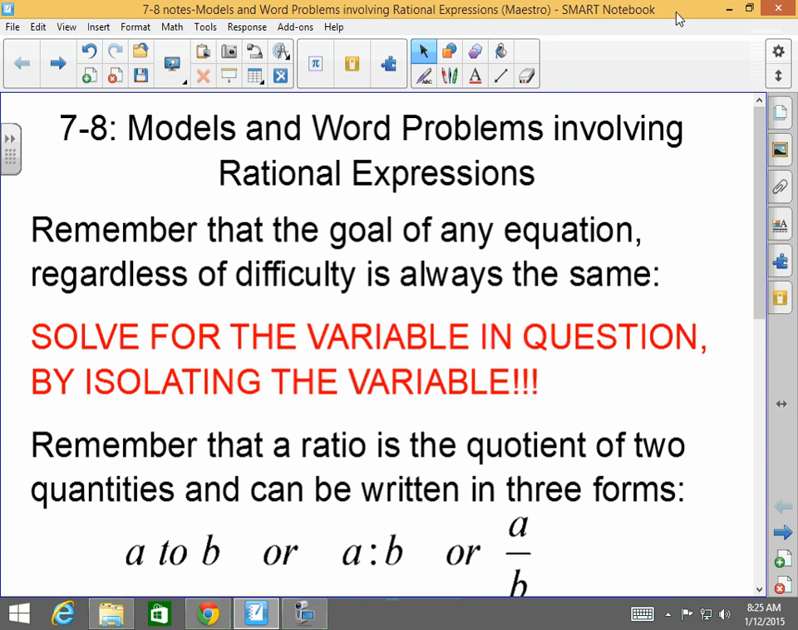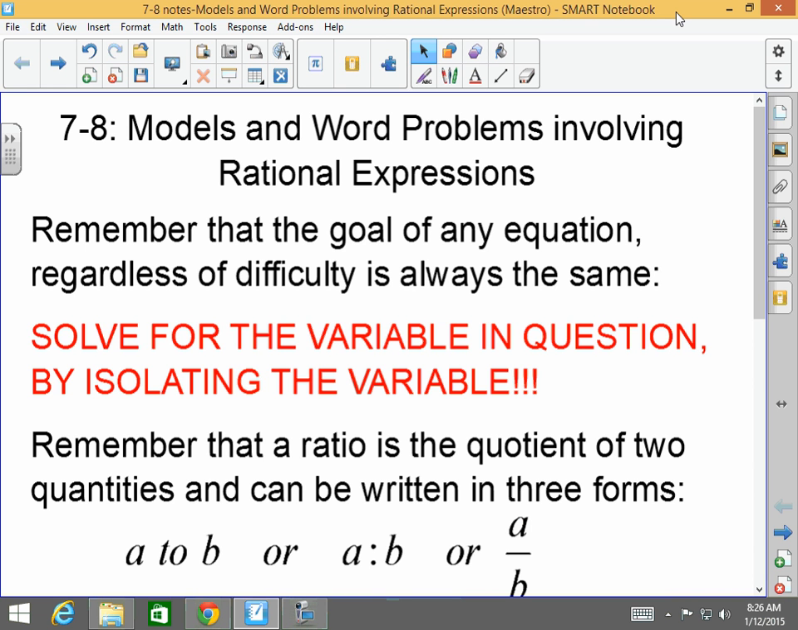How y'all doing today? Today we're going to wrap up chapter 7 and we're going to deal with our favorite models and word problems involving rational expressions. I want you to remember, please, that the goal of any equation or word problem, regardless of difficulty, is always the same: solve for the variable in question by isolating the variable. We already learned how to solve rational equations last week. So now we're going to turn these into word problems and solve from there.